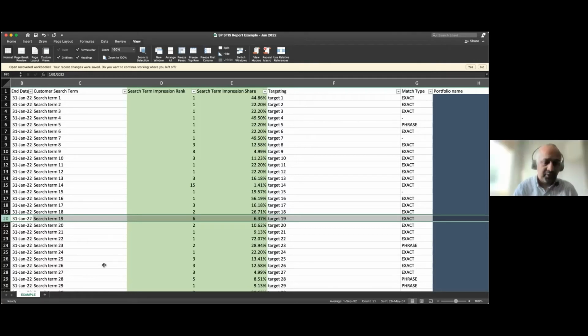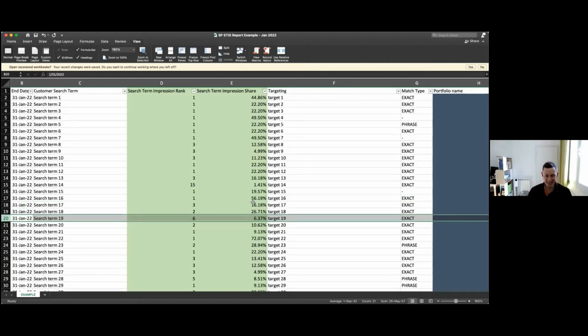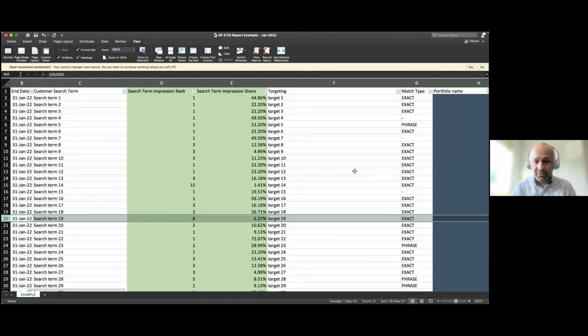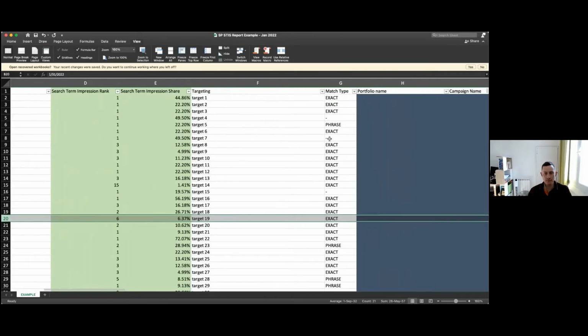Absolutely. And I see another column now. I'm seeing columns, so naturally I'm raising some questions as I go. They stand out, don't they? Yeah, they do. So in your G column, you've got exact and phrase match, right? The match type. So is there any relation between the impression share and these match types?